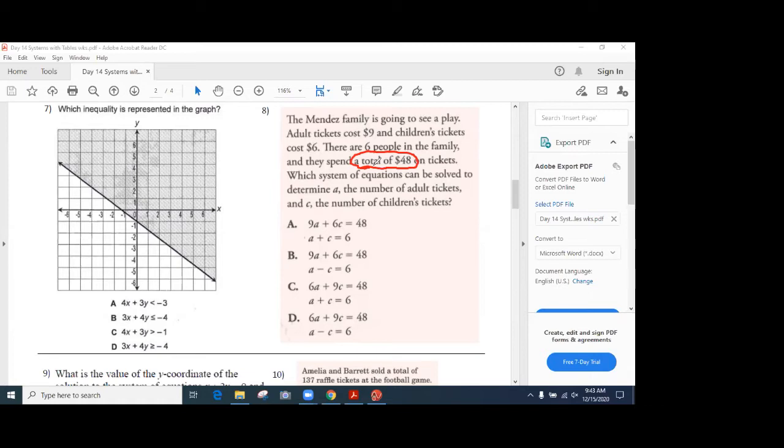And if you're not sure, use your answers. 48's obviously a total. What's the other total got to be? 6. Now, it's not money 6, it's what? 6 people in the family. How many people are there total? 6. So there's 6 total people in the family.